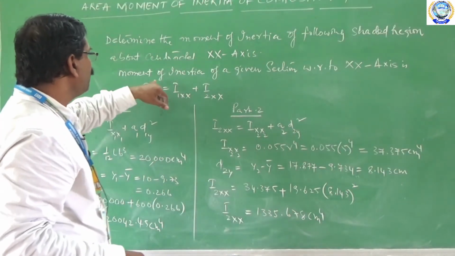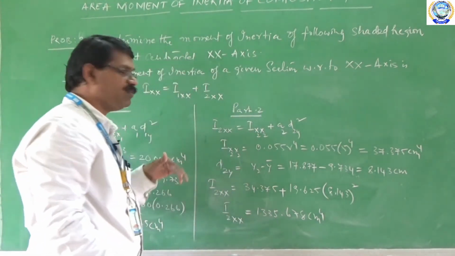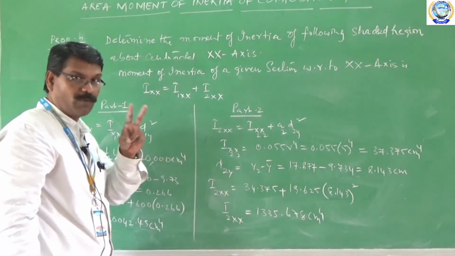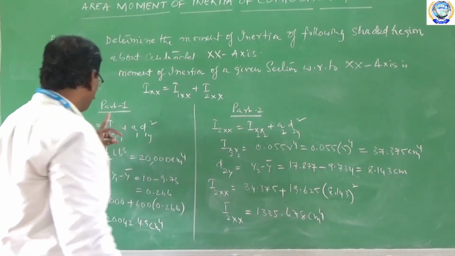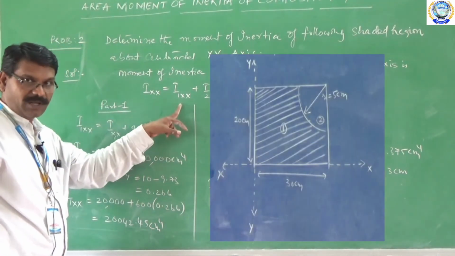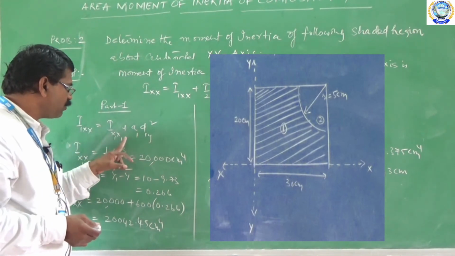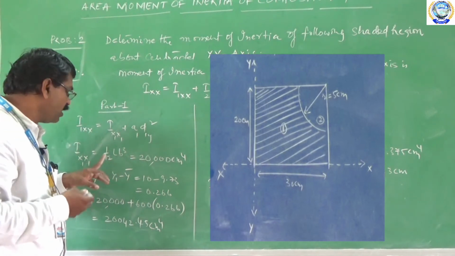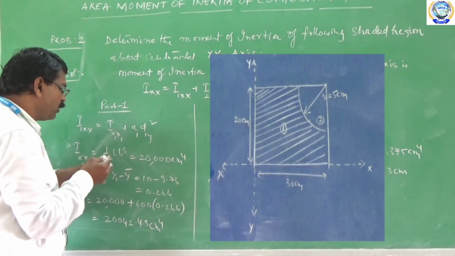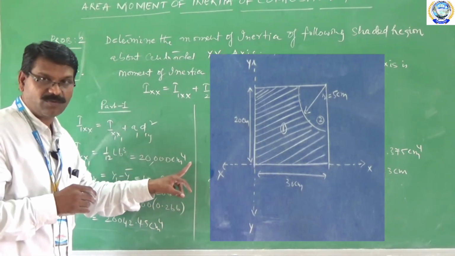Now, to find the moment of inertia of the given section with respect to the x-axis, again we are going to split this into two parts. I_xx is equal to I1_xx plus I2_xx. In part 1 we will find I1_xx, and we have a stipulated formula. What is that? I1_xx is equal to I_x1x1 plus A1 D1y square. I_x1x1 is equal to, again we have a formula, 1 by 12 L B cube. Bring the values of L and B, substitute here, and we will get 20,000 centimeter to the power of 4.